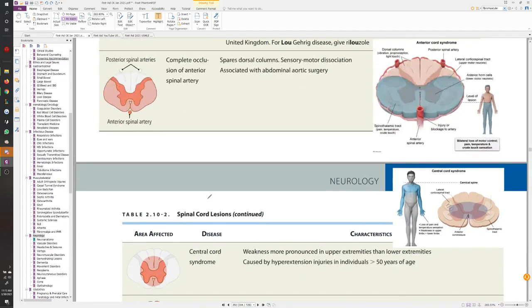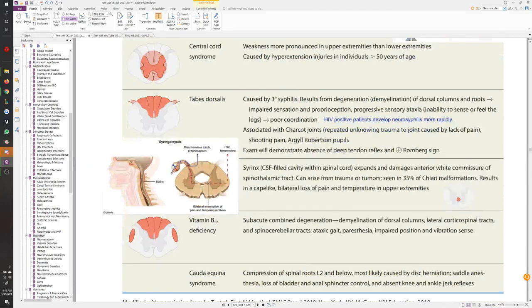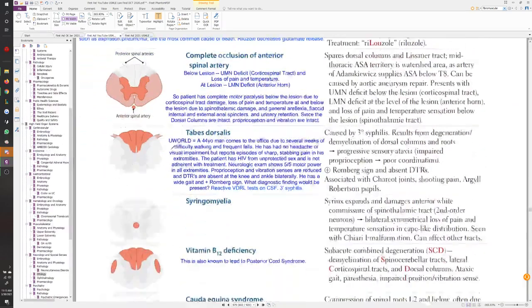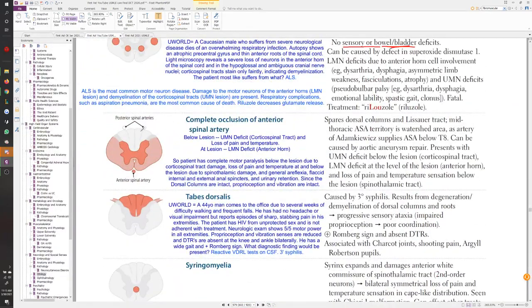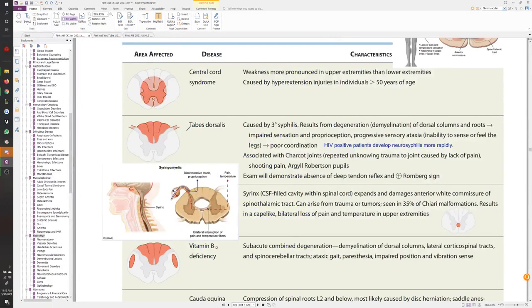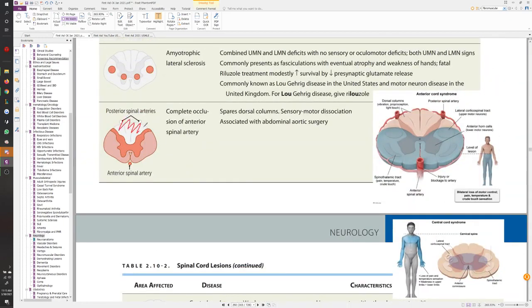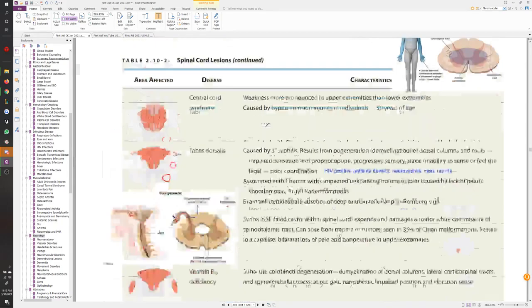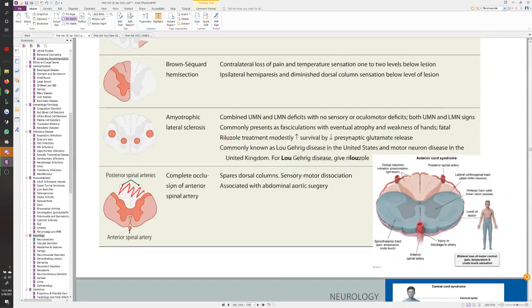All right. Did they tell you what happens with the posterior spinal artery? They don't have that one here. I guess they don't really tell you what happens with the posterior spinal arteries, though you can see that everything that got spared here is taken care of in tabes dorsalis, which was tertiary syphilis. Degeneration of the dorsal columns and roots, leading to impaired sensation and proprioception, ataxia, poor coordination, but their corticospinal tract and their spinothalamic tract are going to be just fine. Alright, so we're looking at the spine, just keep that in mind, not the medulla.